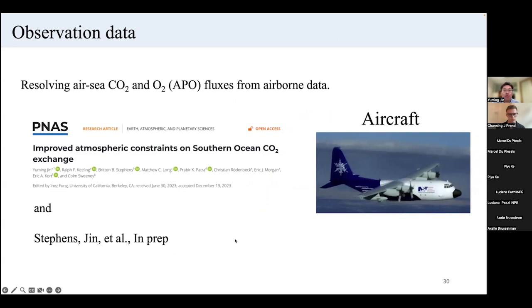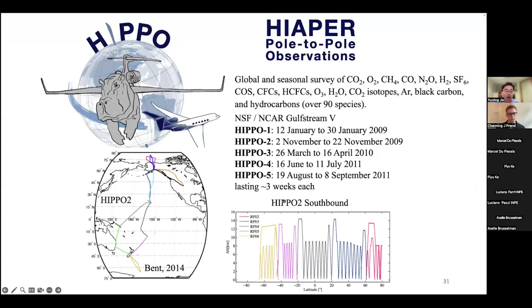We mainly use airborne data from 3 campaigns. The first campaign is HIPPO, and it took place during 2009 to 2011. It consists of 5 campaigns, mainly along the Pacific. I also show the vertical coverage on the right. You can see there is a lot of up and down. We have extensive sampling at different pressure levels in the atmosphere, from the boundary layer to above the tropopause.